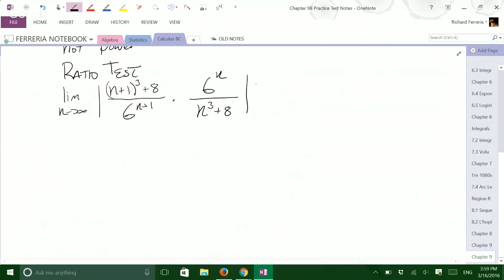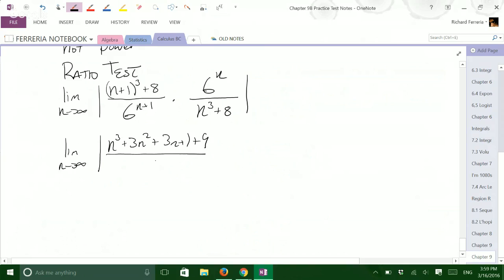So we should expand our numerator here. Limit as n approaches infinity of n cubed plus 3n squared plus 3n plus 1 plus 8, over 6 times 1 over n cubed plus 8. Again, that's just a quick expansion using the binomial theorem or Pascal's triangle.